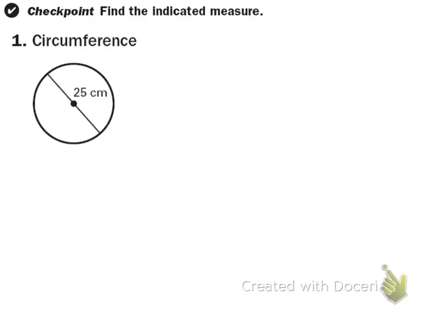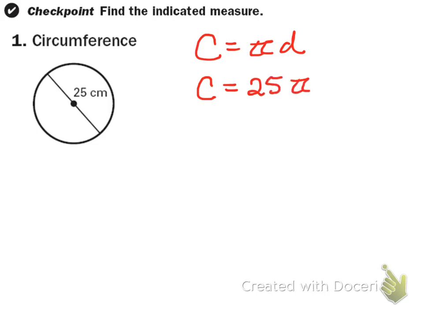Alright, let's look at another example. This time you're asked to find the circumference. I'd like for you to pause the video and give it a try. Alright, hopefully you saw that because they've given you the diameter, the best thing to do here is to use the formula that the circumference is equal to pi times the diameter. So the circumference would be equal to 25 times pi. Using your calculator, the circumference is approximately equal to 78.54 centimeters.